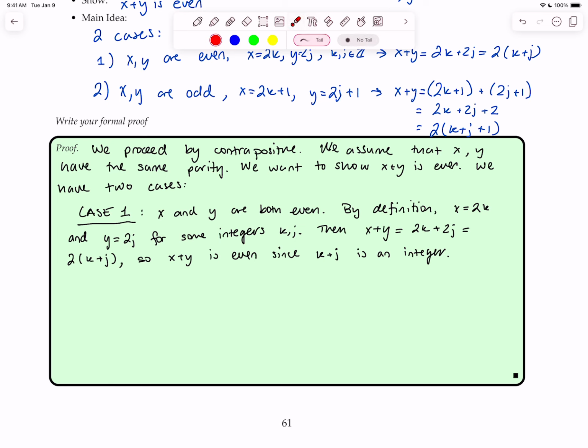Okay, I think we're done, because we started with x and y both even, and then we wrote out this equation. Look, this thing right here is 2 times an integer. That means it's even. We're done. Take a minute, maybe pause the video and see if you can write out case 2, which is when x and y are both odd. I'll give you just a sec.